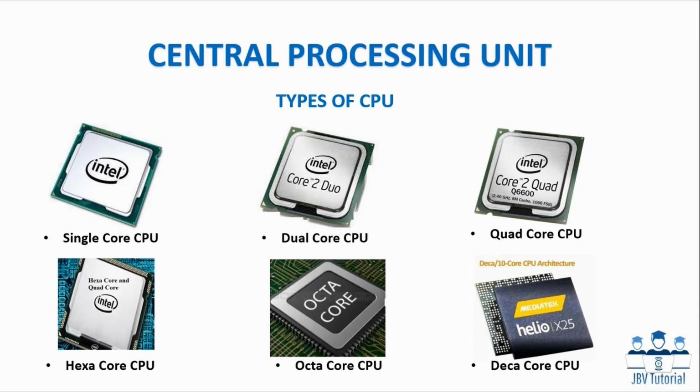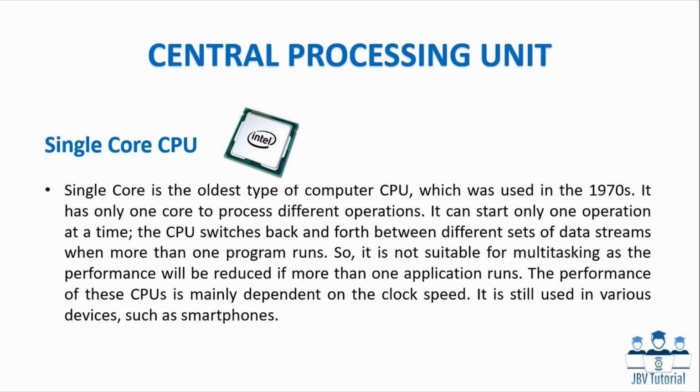What are the popular types of CPU? Single core, dual core, quad core, hexa core, octa core, deca core.